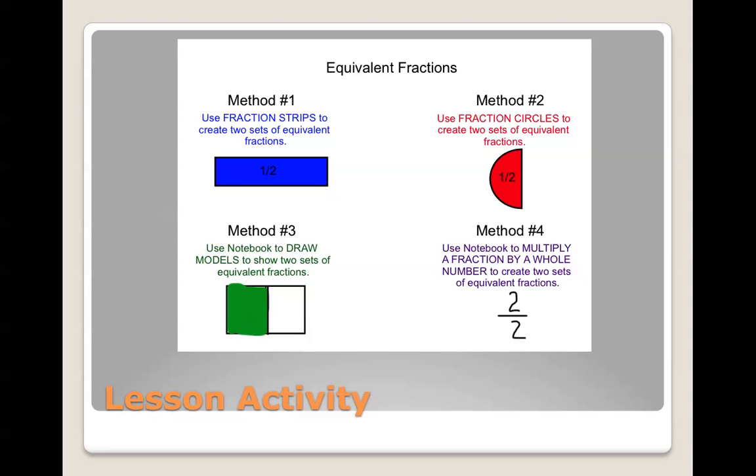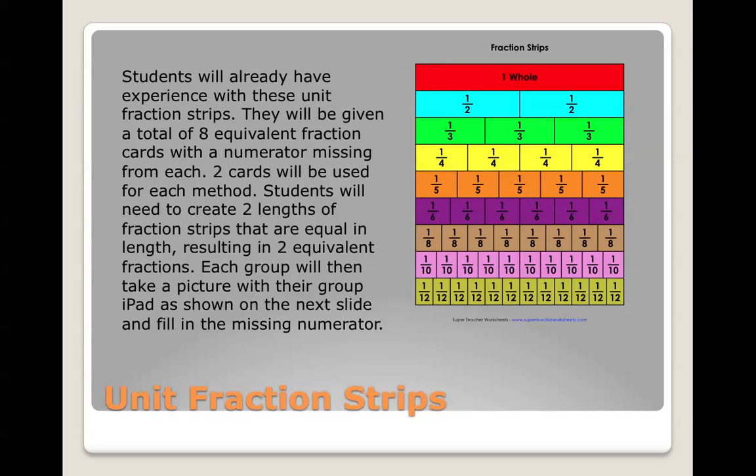I'll describe each of these in greater detail right now. Method number 1 involves the fraction strips. Here's what the fraction strips look like before they're cut up. Students will need to create 2 equivalent fractions using these fraction strips.